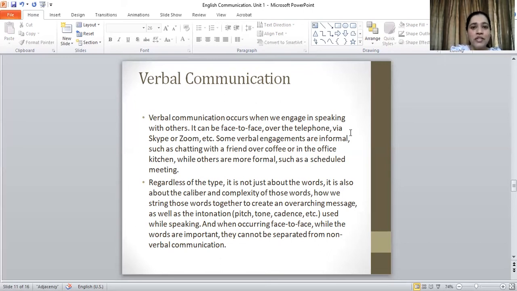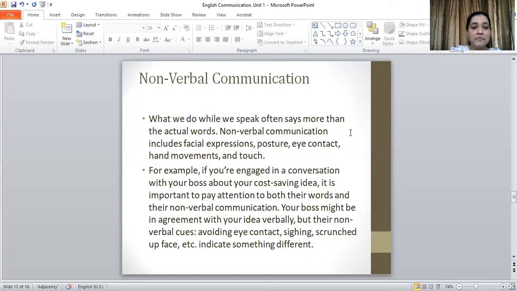Right? A musical voice is one which soothes. Right? Doesn't mean that you're singing. It just means that your voice is soothing and does not cause agitation in your receiver. Now, let's move on to non-verbal communication.